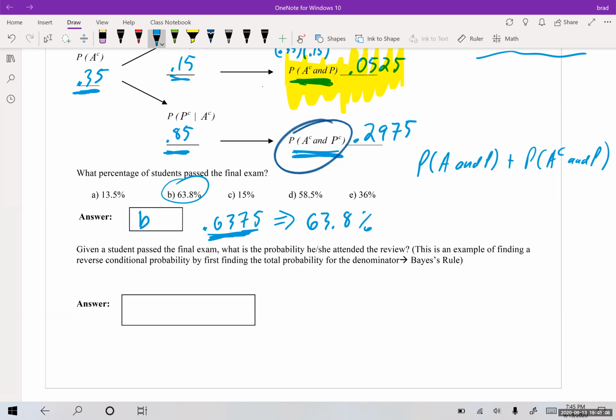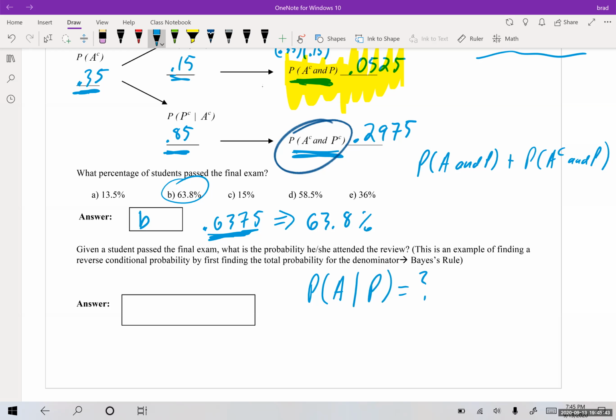According to this tree. So it says, given that students pass the final exam, what is the probability he or she attended the review? This is an example of finding reverse conditional probability by first finding the total probability for the denominator. This is Bayes' rule. We're not going to go too crazy on this, but this is a nice way to do it. Given a student passed the final exam, what is the probability he or she attended the review? So probability of attended, given that we know they passed. That's what we're looking for.